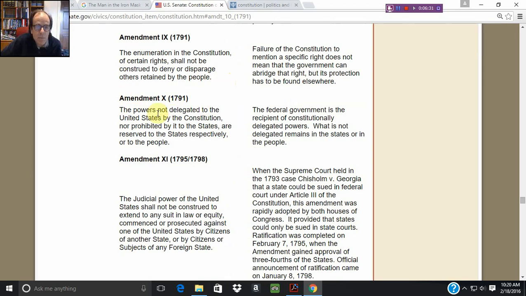What I'm looking at is Amendment 10: the powers not delegated to the United States by the Constitution, nor prohibited by it to the states, which is a phrase I still don't quite understand, but there is case law that makes it clear that what they're really saying is, if the states haven't told the federal government you can't have power here, delicate balance here, you don't have it. The powers we don't give to the federal government, and then here's the really powerful part of this phrasing, are reserved to the states respectively or to the people.